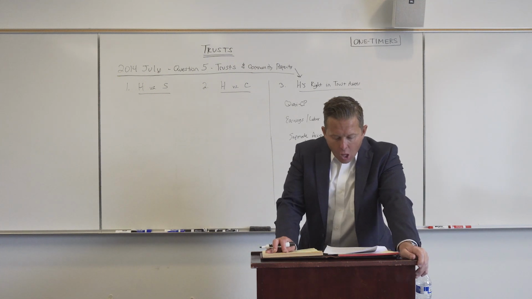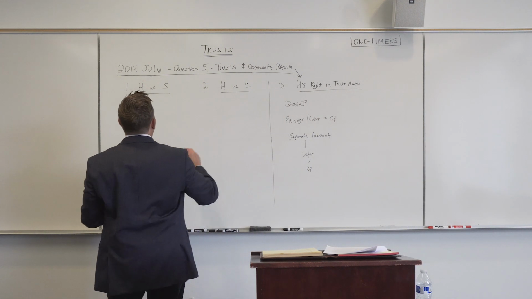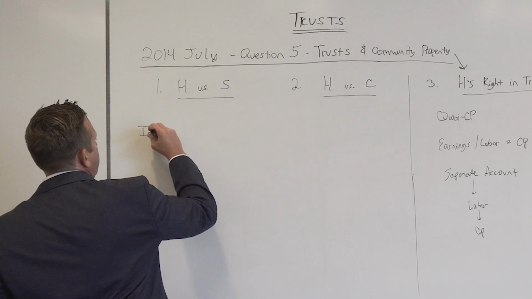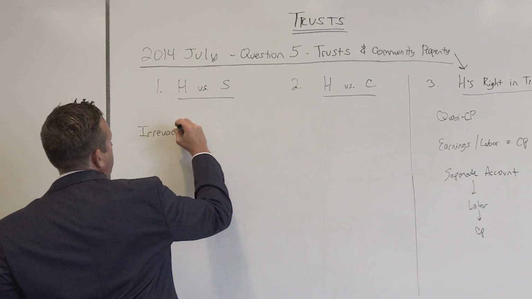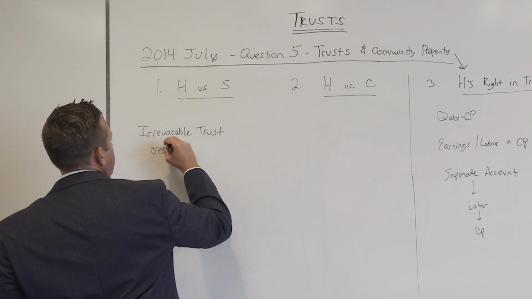Okay. Wynn then set up an irrevocable trust. So we don't know exactly where it's going to go, but we know we're going to have to talk about it eventually. So we have an irrevocable trust. Well, how do you create a trust? Let's talk about the creation of a trust.